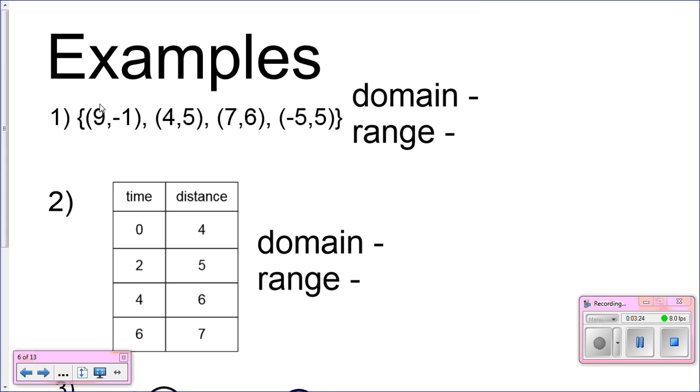Okay? So example 1, this is just a set of ordered pairs. For the ordered pairs, all the x values here, we have 9, 4, 7, and -5. Those are our x. That's our domain. Okay? So I need to make sure that it's in braces. I ordered them from least to greatest, so -5, 4, 7, and 9. Okay? And if I had any repeats, I just would write it once, but I don't have any repeats.